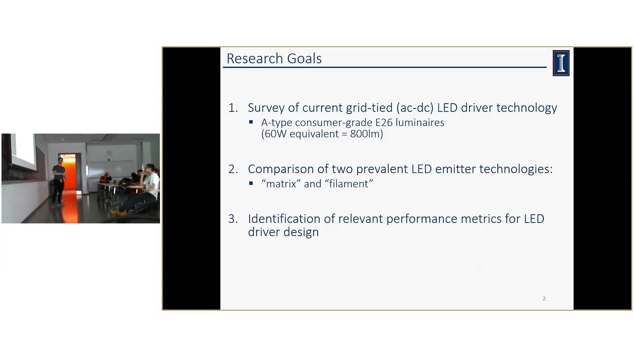which is why it's gaining more market popularity. And then the third goal was to identify the performance metrics by measuring these performance metrics and then looking at them and comparing bulbs, seeing the design trade-offs, and then hopefully eventually using that information to make informed decisions on our own LED driver design.